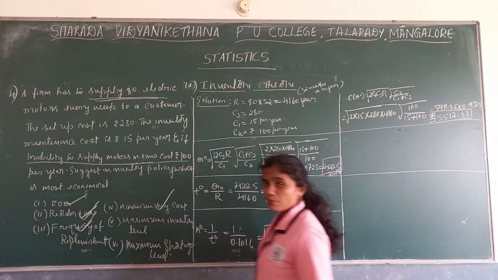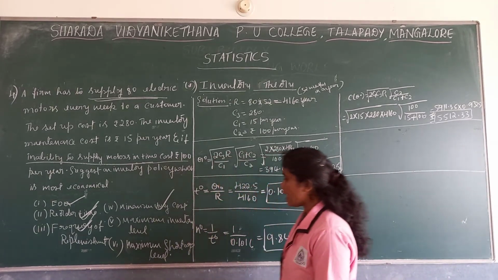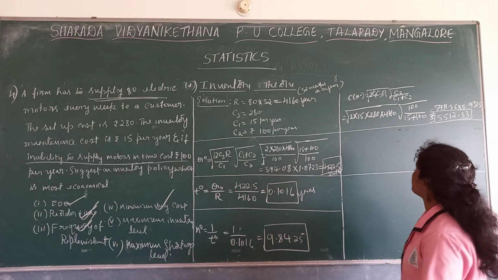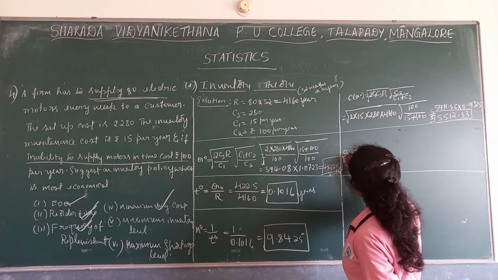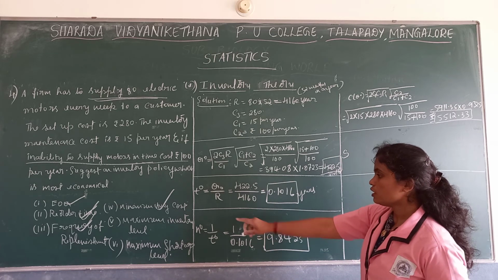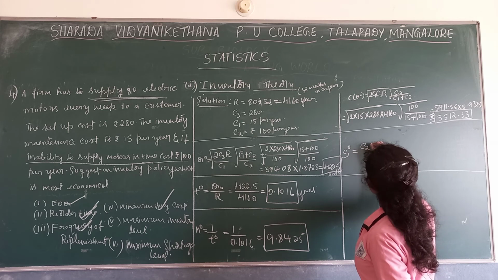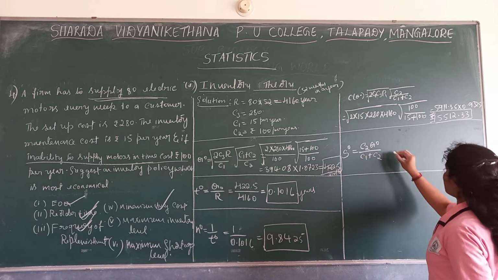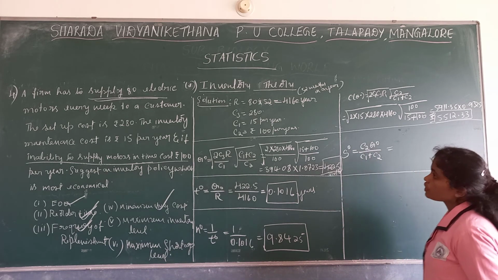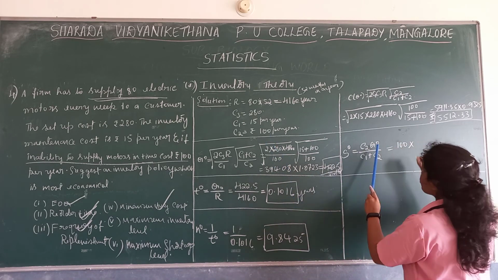Which cost? Minimum average cost. Next, maximum inventory level and maximum shortage level. I hope it is clear. Next formula, that is maximum inventory level. S0 is equal to C2 into EOQ divided by C1 plus C2. Here, C2, what is the value of C2? 100. C2 is 100 into Q0.